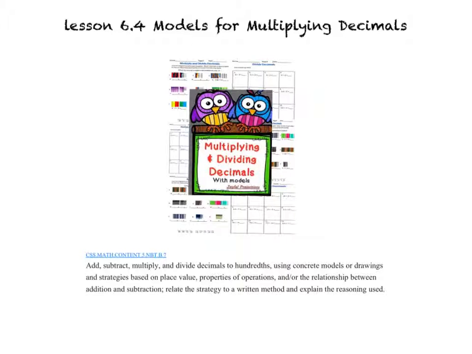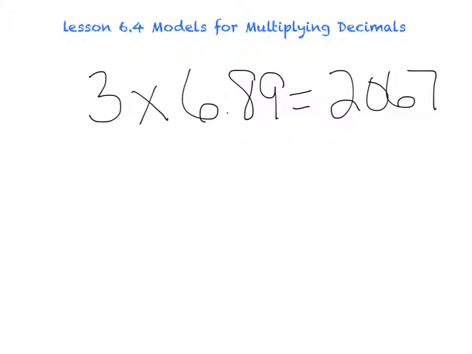So let's get started. The first type of problem that you might come across today is going to be a problem that looks very similar to this. You're going to have 3 times 6 and 89 hundredths, which equals 2067. Well, I know one thing. I know that this answer is not correct because my answer does not contain a decimal point, and it needs a decimal point because there's a decimal right there.